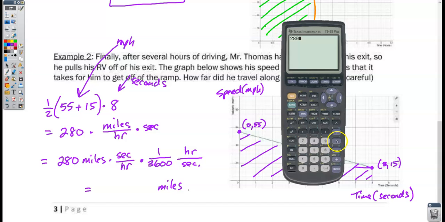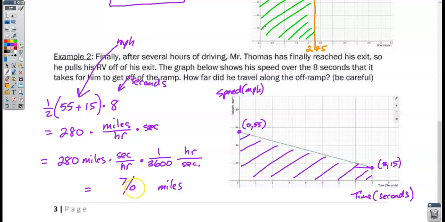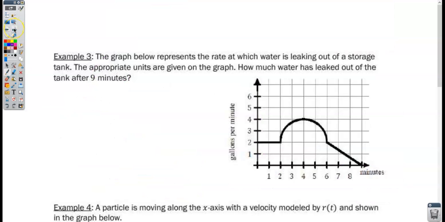(280) times 1 over 3,600, and that's 7/90ths of a mile was the distance that I traveled down that off-ramp. Okay, all right, let's continue on here.